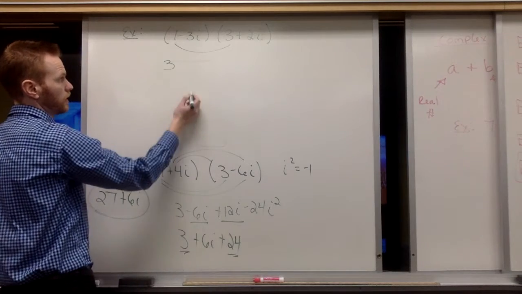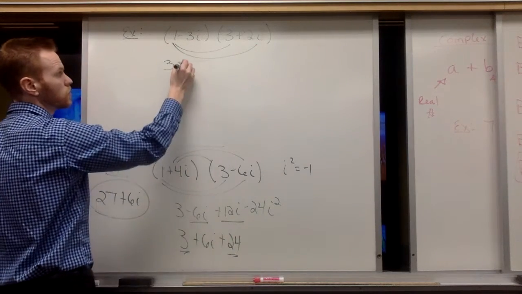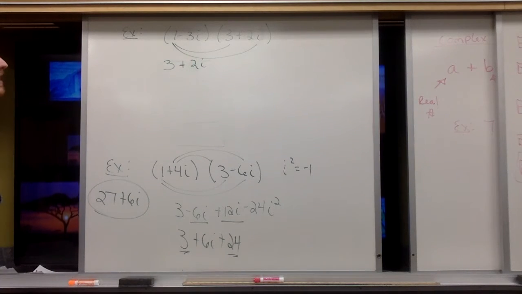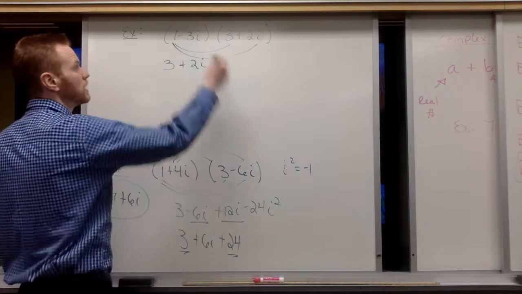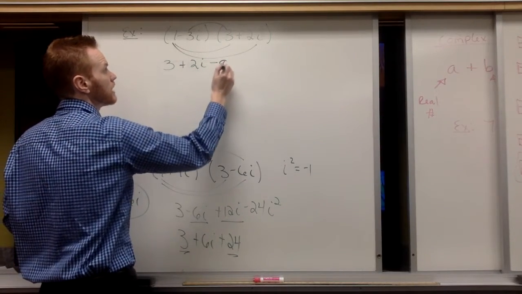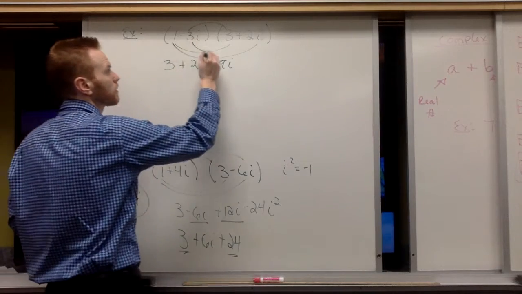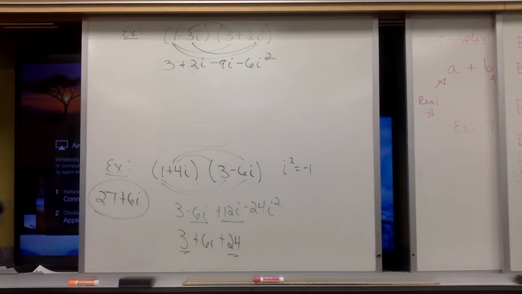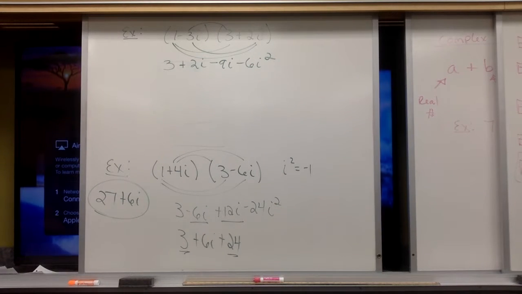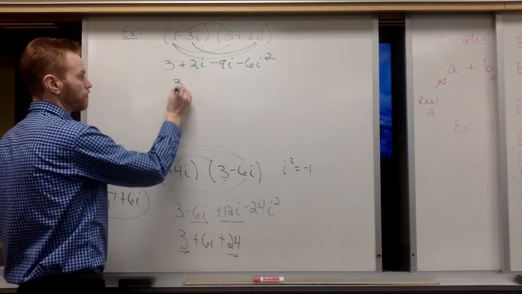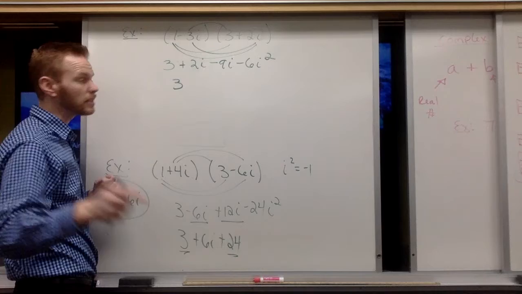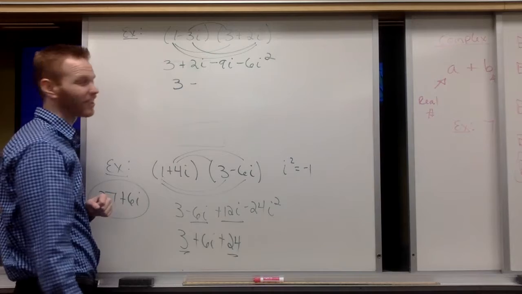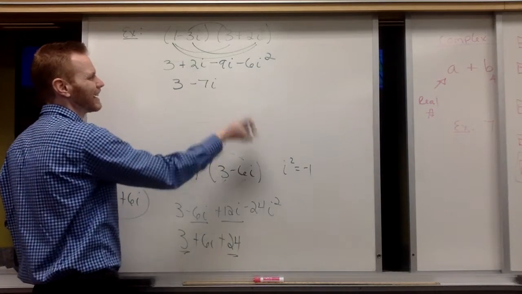1 times 3 is 3. 1 times 2i is 2i, just like that. Now we're going to distribute the negative 3i. Negative 3i times 3 is minus 9i. Negative 3i times 2i would be minus 6i squared. Combine some terms. The 3, nothing to combine with yet. 2i minus 9i is negative 7i.